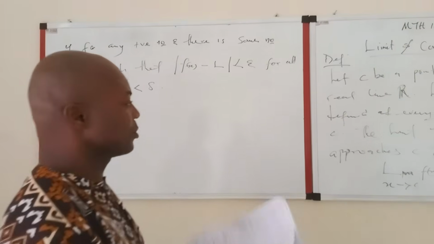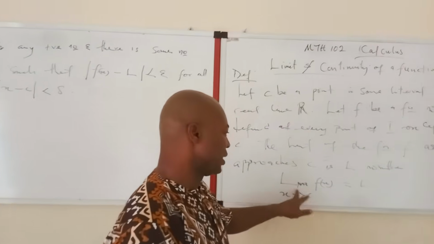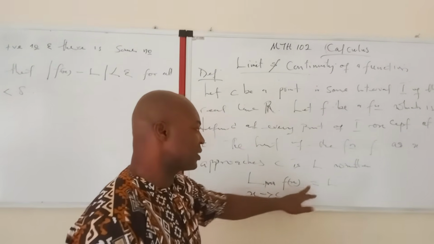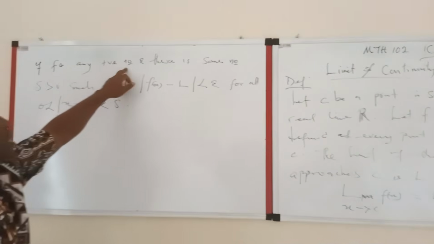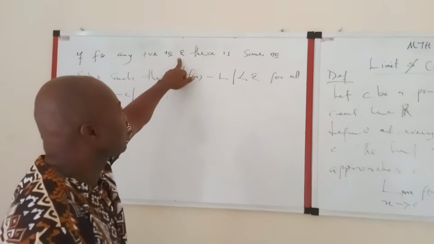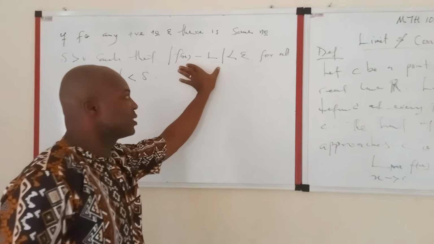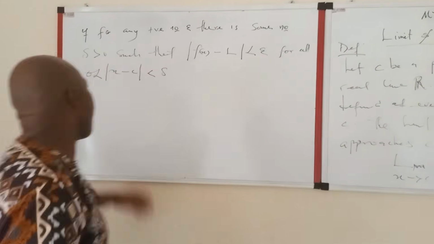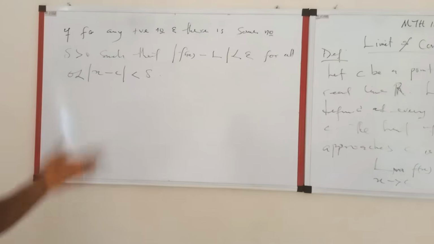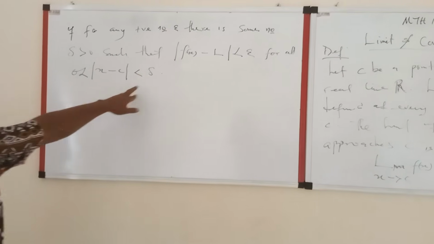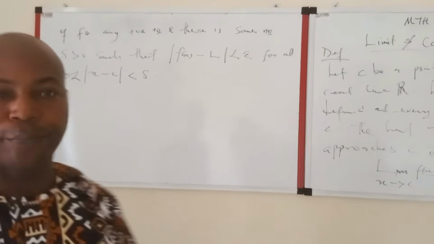Now this is a definition that helps us. We are saying that the limit of a function exists if for any positive number, say epsilon, there exists some number delta such that this absolute value is less than epsilon for all 0 less than this, less than delta. Now, if we are given a problem, all that we need to do is to determine the value of delta, ensuring that epsilon is also positive.